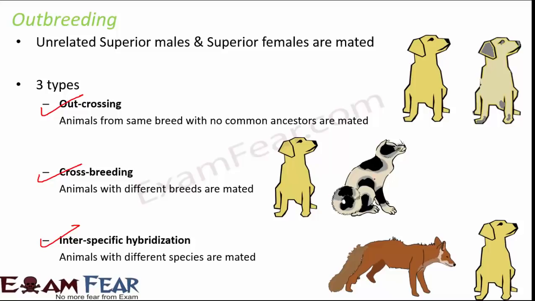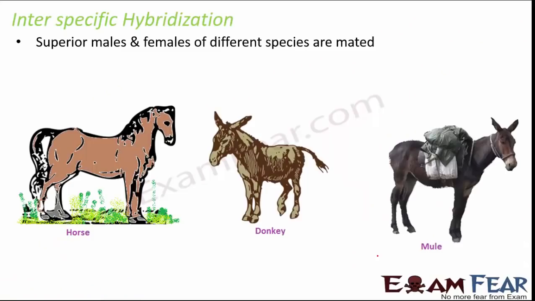As you can see here, two different breeds of dogs are mated. And interspecific means you have two different species. So here you have a dog and the other one is a fox. Two different species are being mated so that you get a new organism with desired traits from both of these organisms. Another great example of interspecific hybridization is between the horse and the donkey.